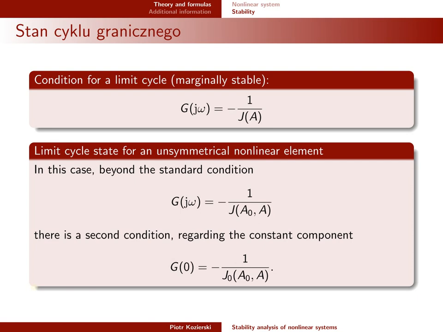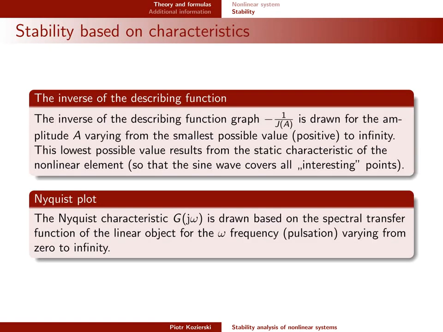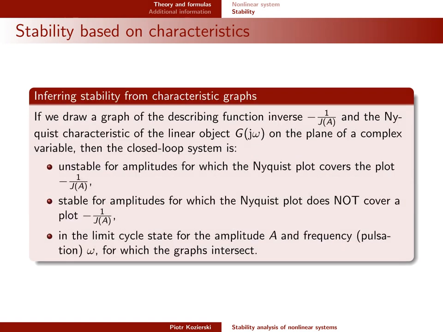If we were dealing with nonlinear elements with asymmetric static characteristics, we would have to use these two equations below. Today we will be largely interested in graphs in the plane of a complex variable. We will draw both the describing function inverse of the nonlinear element and the Nyquist plot of the linear object. As for the interpretation of when a closed-loop system is stable, I will refer to the Nyquist criterion.